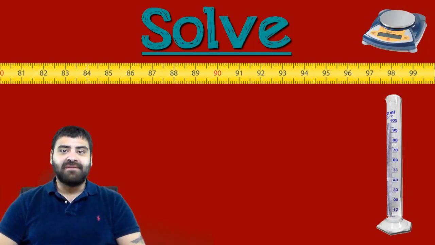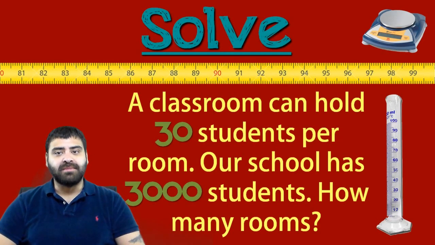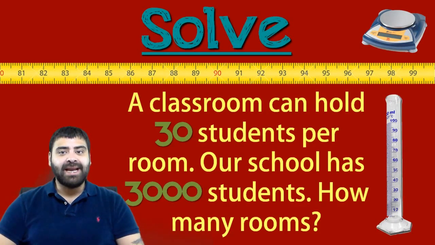So now let me present the following to you. A classroom can hold 30 students per room. Our school has 3,000 students. How many rooms would be necessary? Well, you can see the exact same numbers are presented to you. However, now these numbers have a label telling you exactly what these numbers mean, giving you a visual to understand this problem. And as we can calculate, we would need 100 classrooms to accommodate these 3,000 students. So now we are able to get an answer from this.